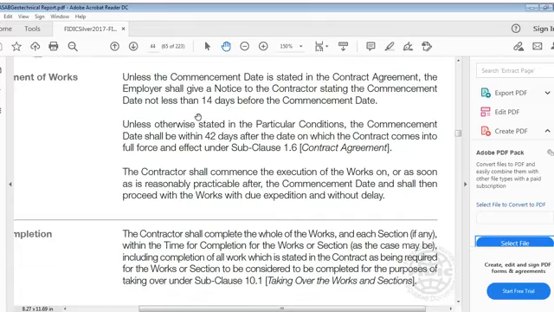Unless a commencement date is stated in the contract agreement, the employer shall give notice to the contractor stating the commencement date, not less than 14 days before the commencement date.